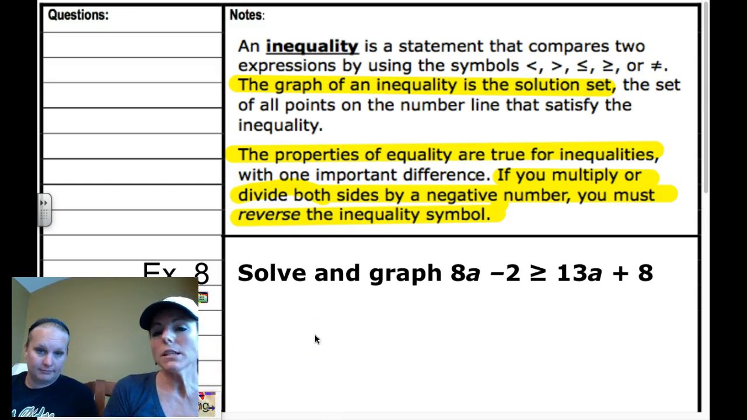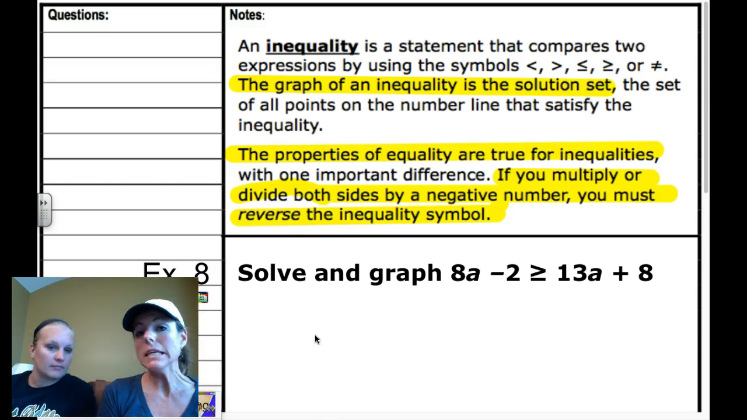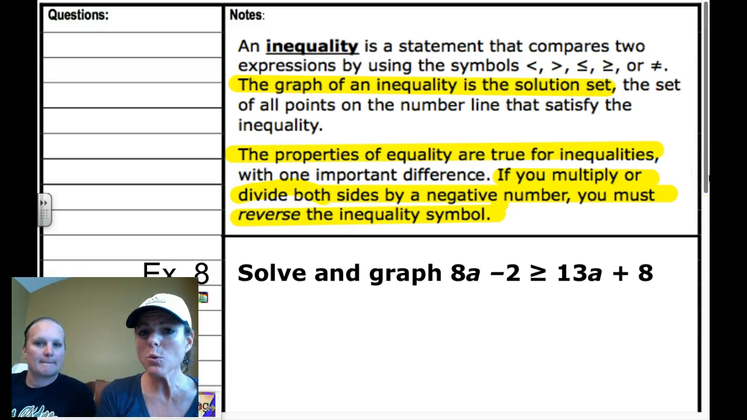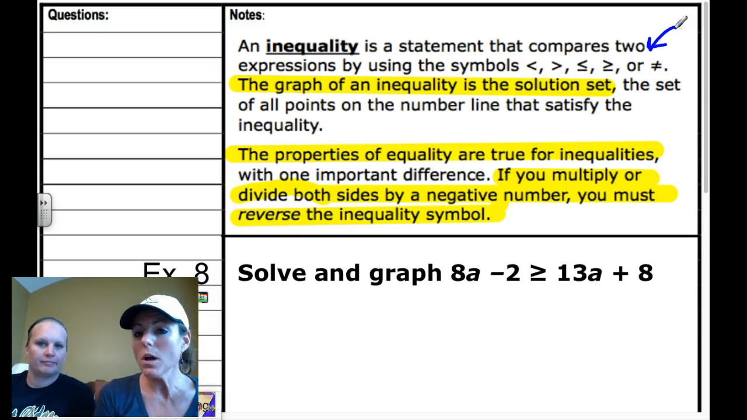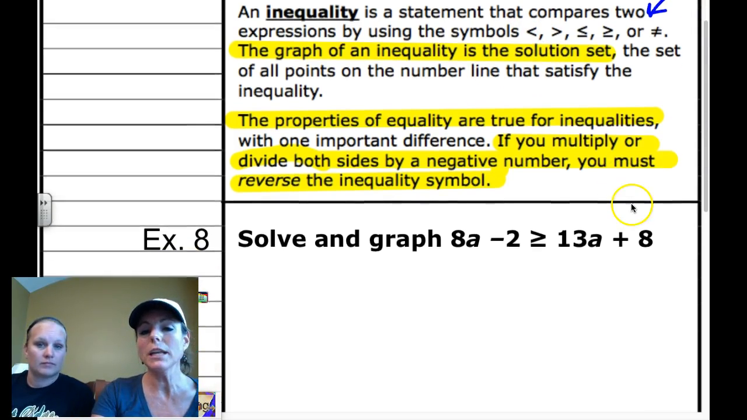Okay, now we've talked about equalities, equations. Now we're going to skip over to inequalities. An inequality has the symbols which are shown: less than, greater than, less than or equal to, greater than or equal to, or not equal to. The graph of an inequality is the solution set, the set of all points on the number line that satisfy the inequalities. The properties of equality are true for inequalities.